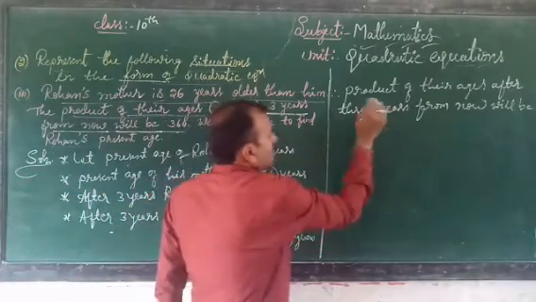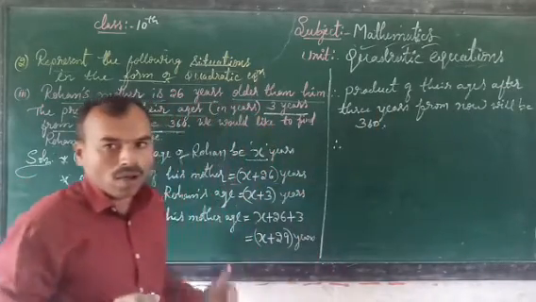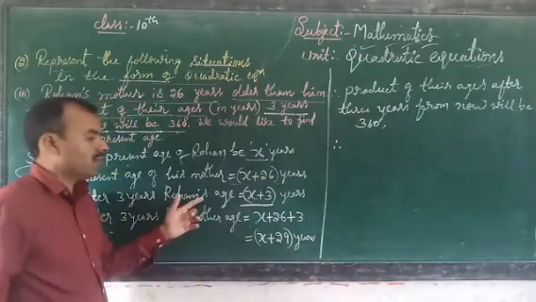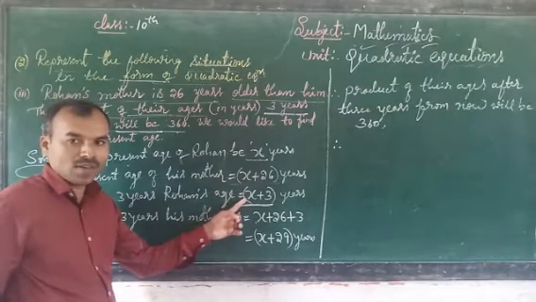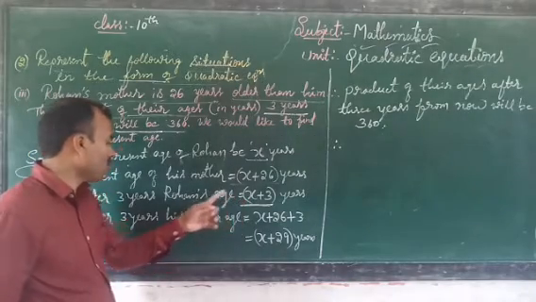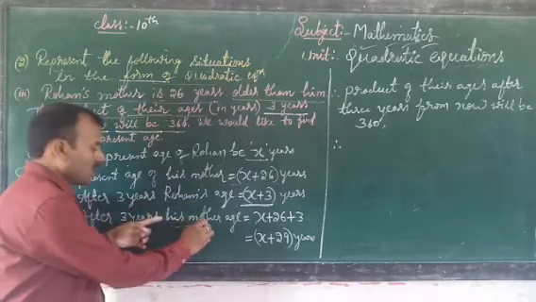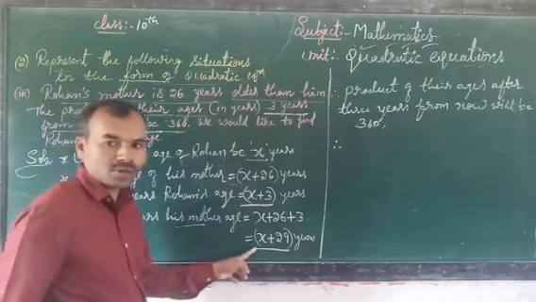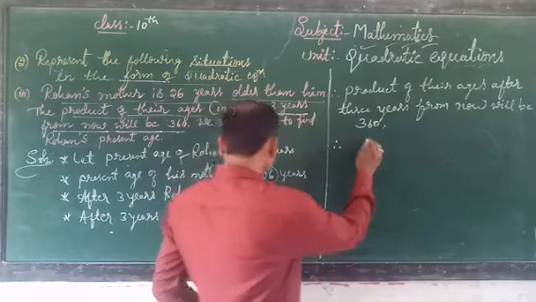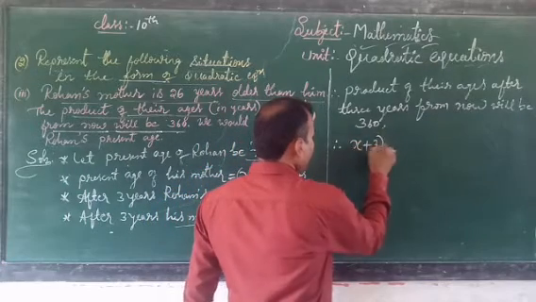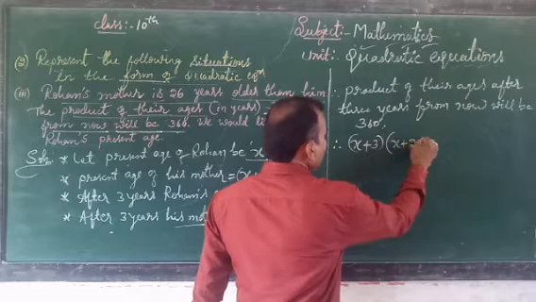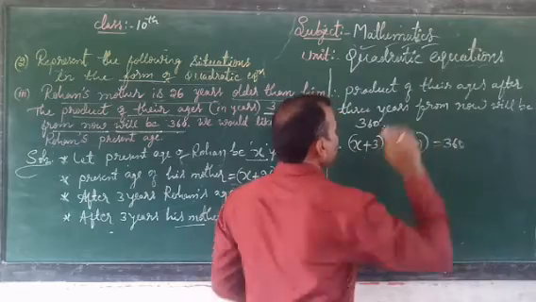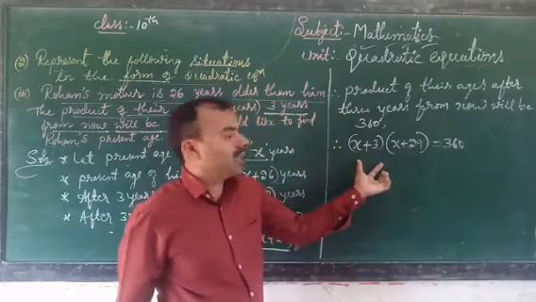It is given. So therefore, we have already taken the ages in the form of formula. So now we consider the product of Rohan's age and his mother's age after 3 years. So X plus 3 into X plus 29 equals 360. After 3 years, the product of the ages.